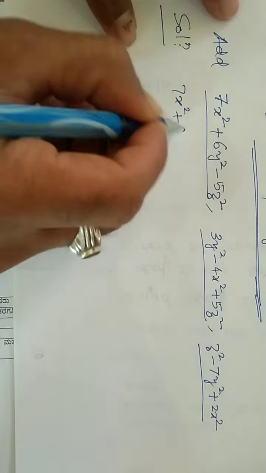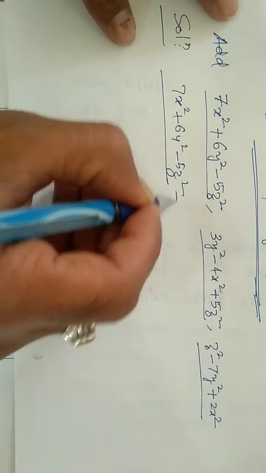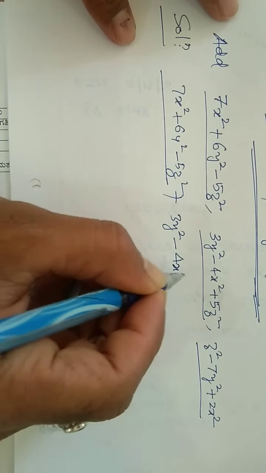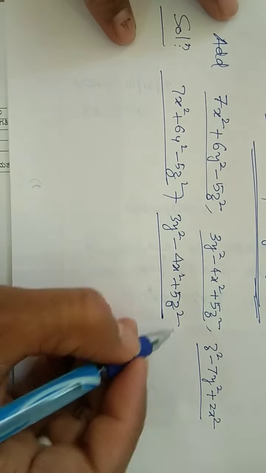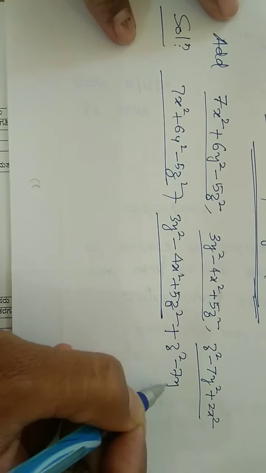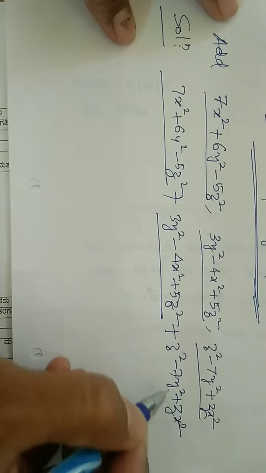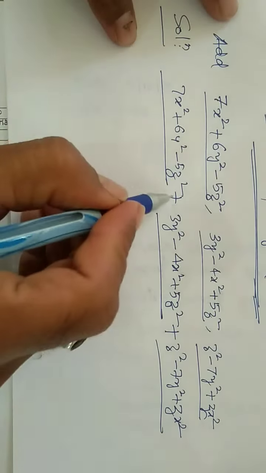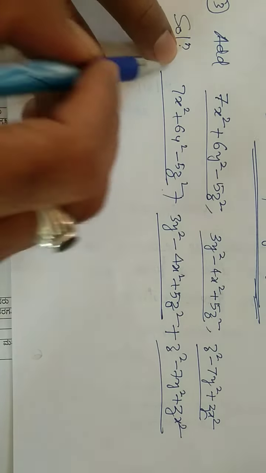7x square plus 6y square minus 5z square, this is the first expression, plus 3y square minus 4x square plus 5z square, this is the second expression. We have added this, plus z square minus 7y square plus 2x square. So this is the third expression. We have added the first, second, third expression, that is addition. So here we have to select the like terms.